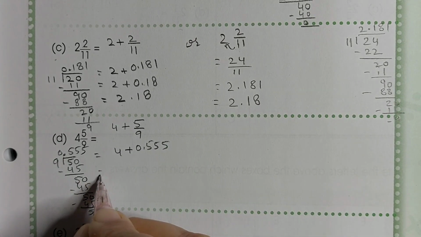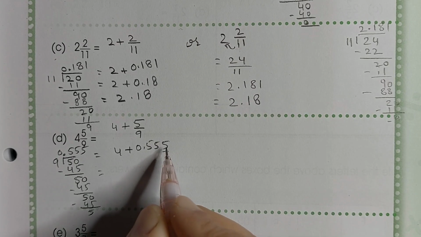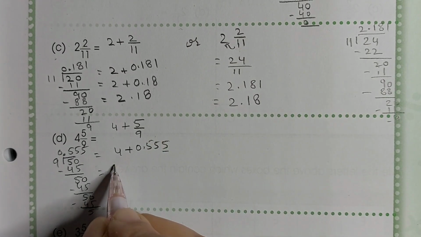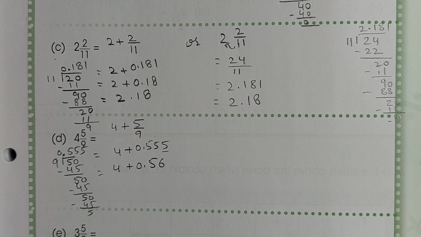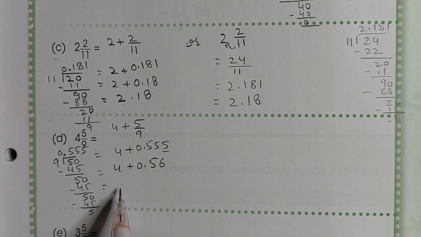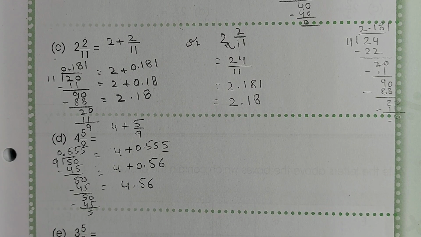So your answer will become what? Because this number is equal to 5, we will increase the previous number by 1. It will become 4 plus 0.56. Your answer will become 4.56.